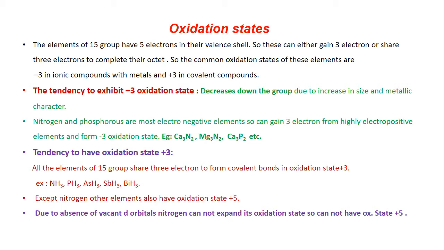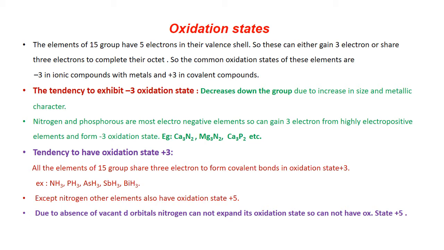Now, the tendency to have the oxidation state -3 decreases down the group from nitrogen to bismuth due to increase in size and metallic character. Nitrogen and phosphorus are the most electronegative elements and can gain 3 electrons from highly electropositive elements and form the -3 oxidation state. Examples: calcium nitride, magnesium nitride, calcium phosphide, etc.